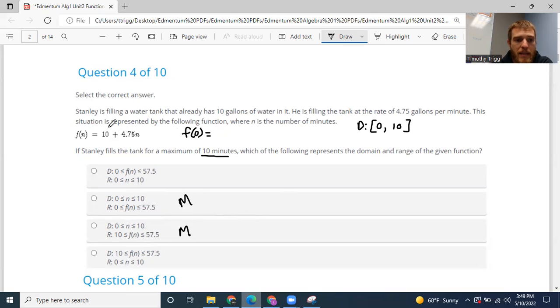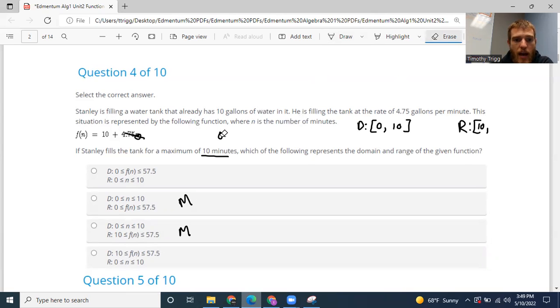Well, f of 0 would be 10 plus 4.75 times 0. Well, that'll just become 0. So f of 0 is 10. So for our range, we know our minimum value is 10. Well, what's the maximum value in this case?